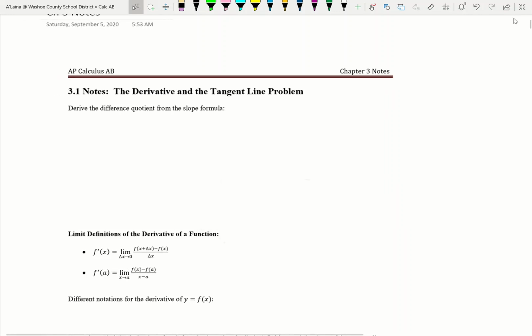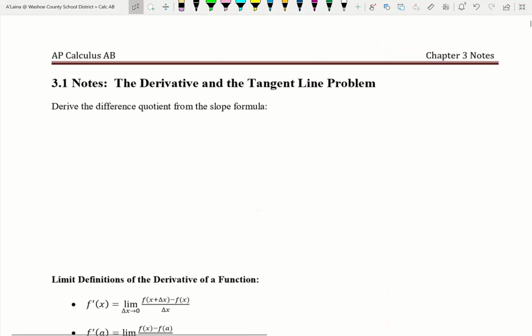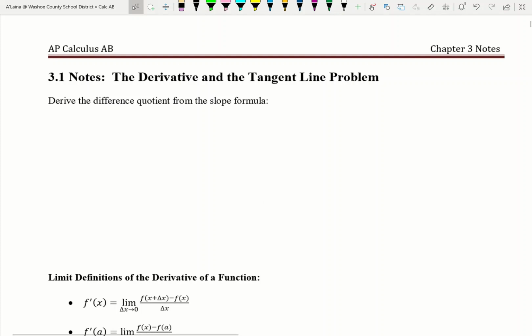These are the notes for 3.1, and the topic is really an essential topic for the whole semester of calculus, which is we're going to learn what a derivative is, and we're going to talk about tangent lines and a very interesting concept about tangent lines that we're going to look at.